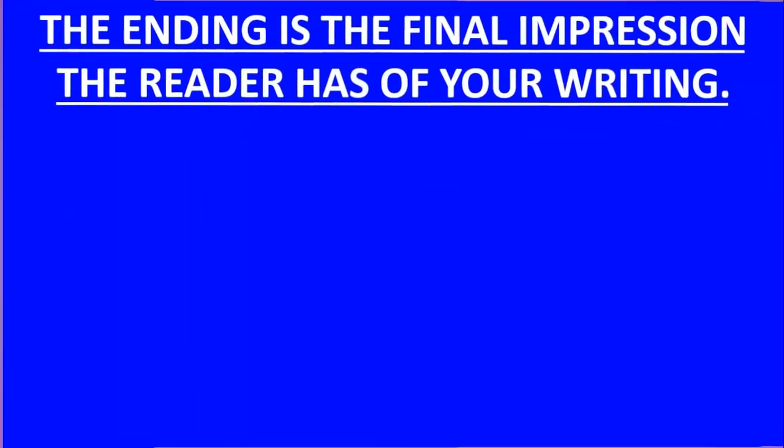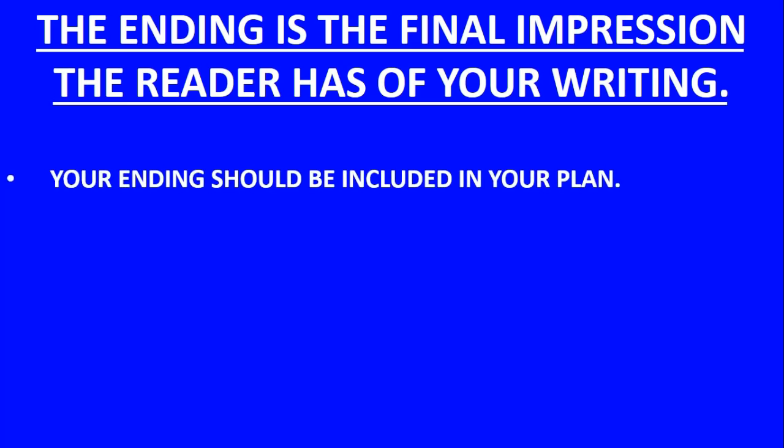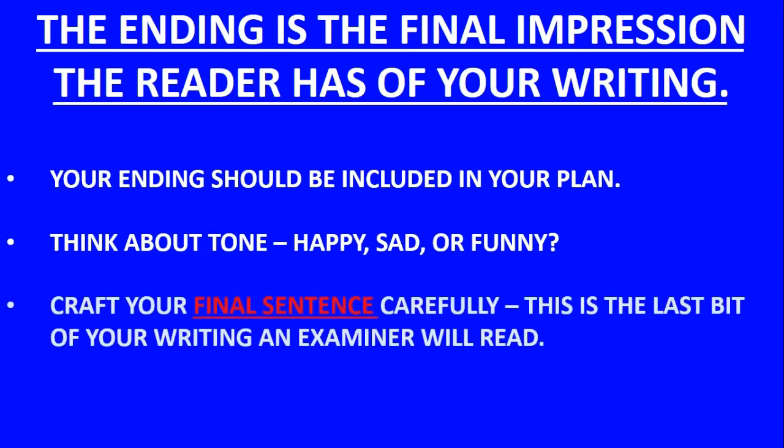And the ending, so how am I going to tie it all together? Well, the ending is the final impression the reader has of your writing. Your ending should be included in your plan. Think about tone: happy, sad, or funny. So if we do the Tinder date one, that is kind of funny all the way through, don't end it in a really sad way. Try to stick to the tone. If it's been happy all the way through, try to make it happy. If it's been sad all the way through, don't just tack on a really, really happy ending. So try to stick with the tone and mood.